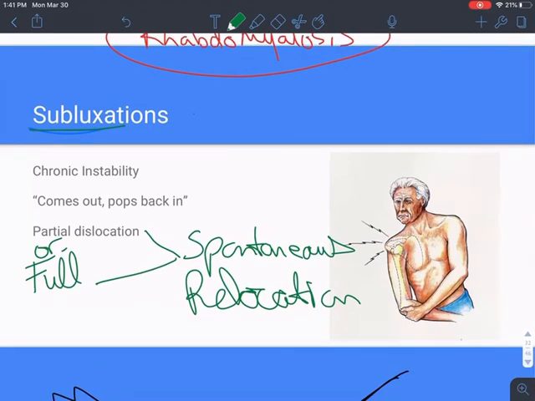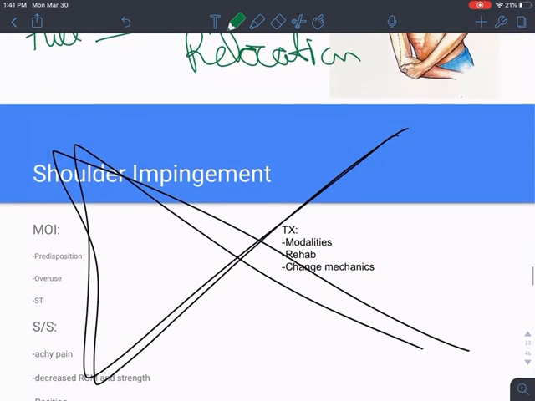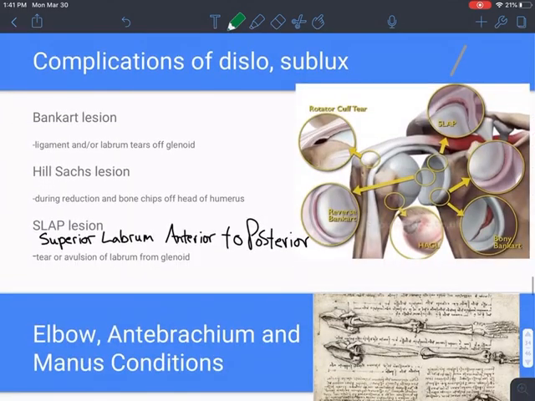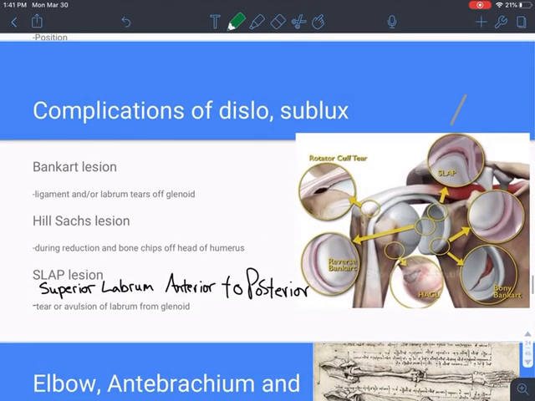So subluxation is where it comes out, but it's either full or partial, but it goes back on its own into place. All right. Shoulder impingement, we already talked about that. This is the last one we're going to do today. Hooray, hooray. So there's 3 different complications of dislocations and subluxations.